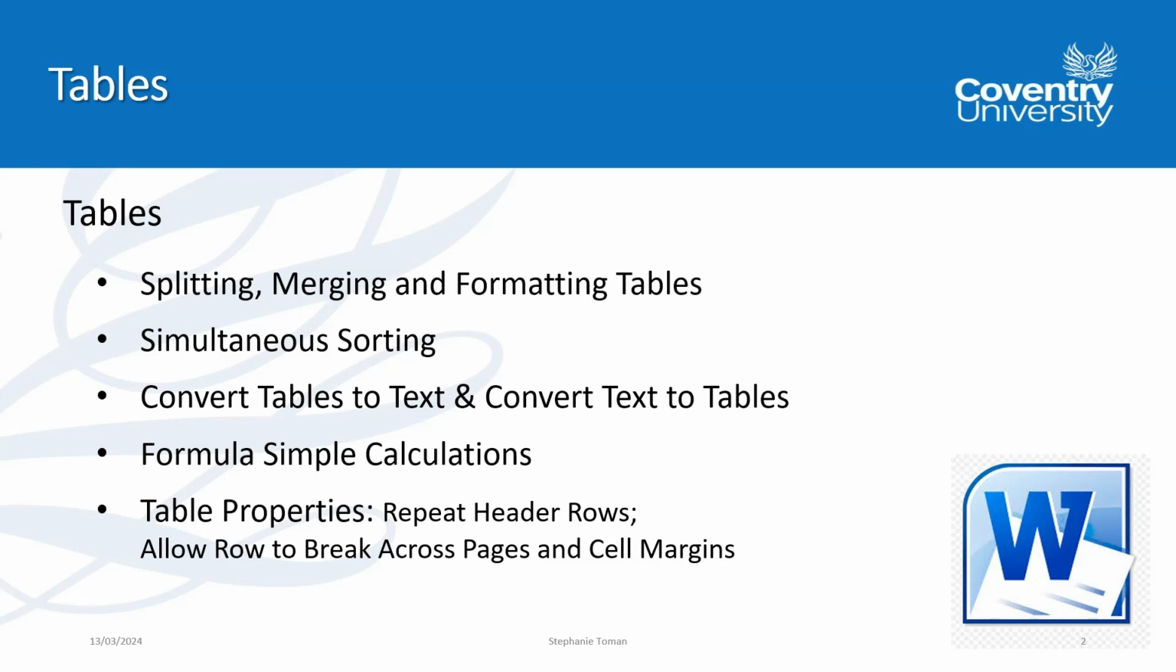So if there's anything in the tables that you would like to find out, then some of these may help. So we've got the usual how to manipulate a table and format it, simultaneous sorts, which means more than one sort, converting tables to text and then back again, the other way around, using simple formula calculations within Word in a table, and then some things that you can do with table properties with regards to keeping the cells and the table in line when you're doing long documents, etc., automatically.